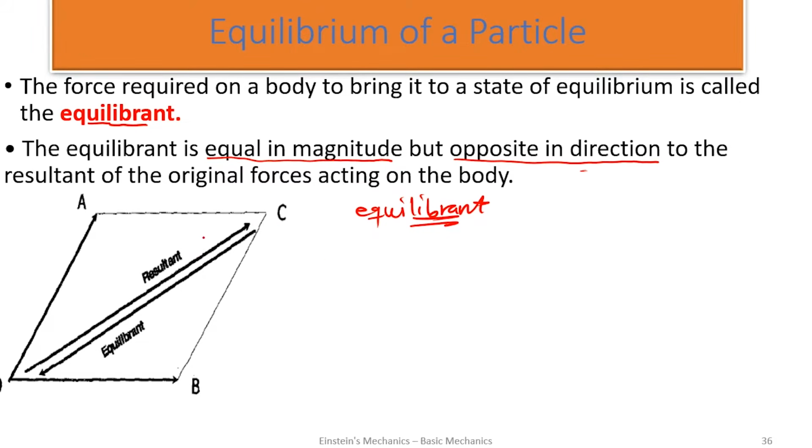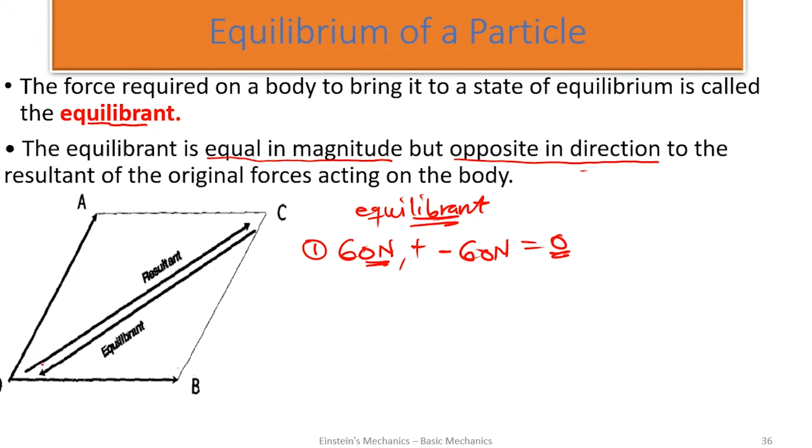So assuming the body originally had a resultant of 60 newtons, to bring this body into equilibrium, the equilibrant must be opposite in direction and equal in magnitude. So the equilibrant should also be equal in magnitude, 60 newton force, opposite in direction, negative 60 newton, so that the summation of these forces will be what? Zero, meaning there's no force acting on the body.